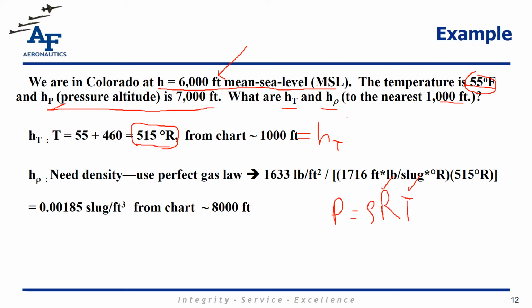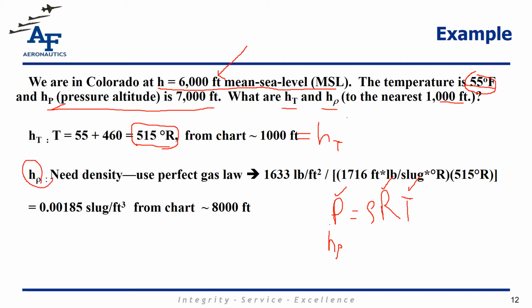And then let's import our pressure for 6,000 feet, which is 1633. And I'll double check that in my book. You can do the same. Oh, I'm sorry, I'm on the wrong pressure here. 1633 is 7,000 feet, so we're going to use H sub P there. H sub P. Okay, and we're looking for H sub rho.